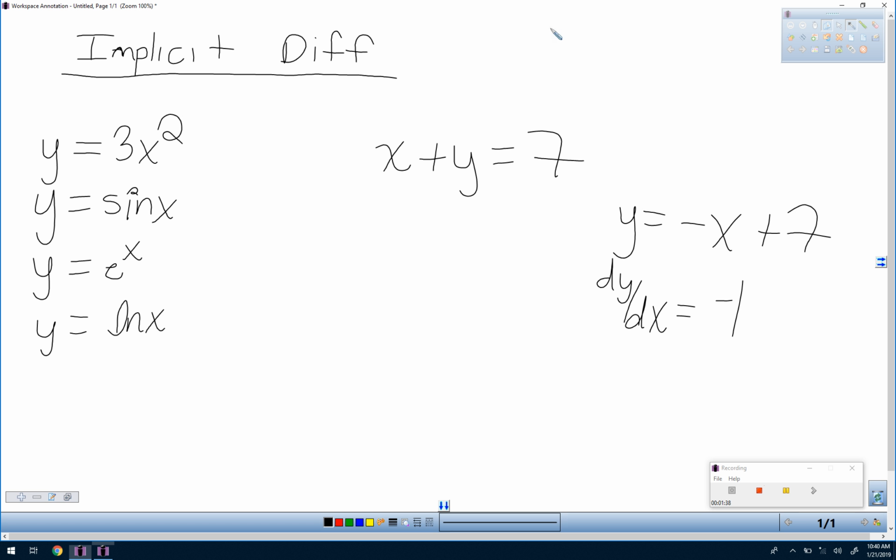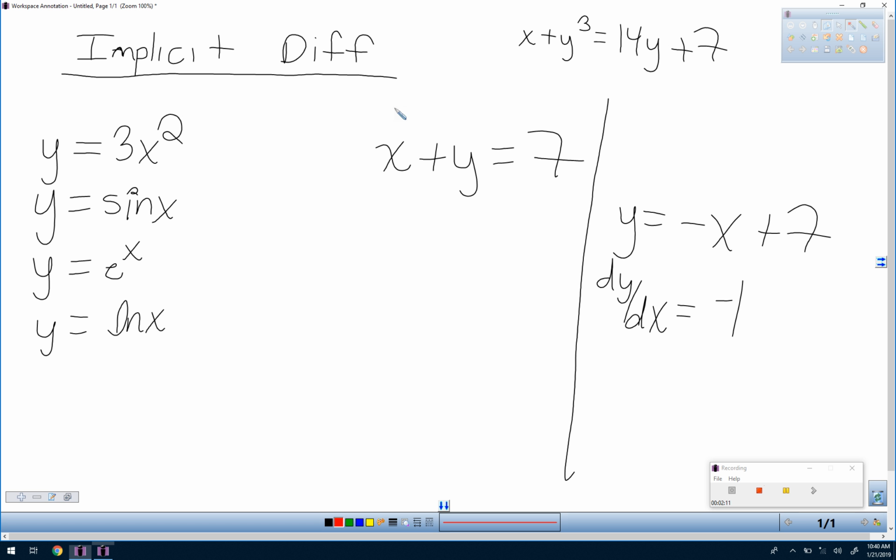Like, let's say I had x plus y cubed is equal to 14y plus 7. That would be very difficult to solve for y, and then on top of that take the derivative. So there has to be a better way, a quicker way to take the derivative. And since we're right here, let me show you how easy it is to take the derivative implicitly.